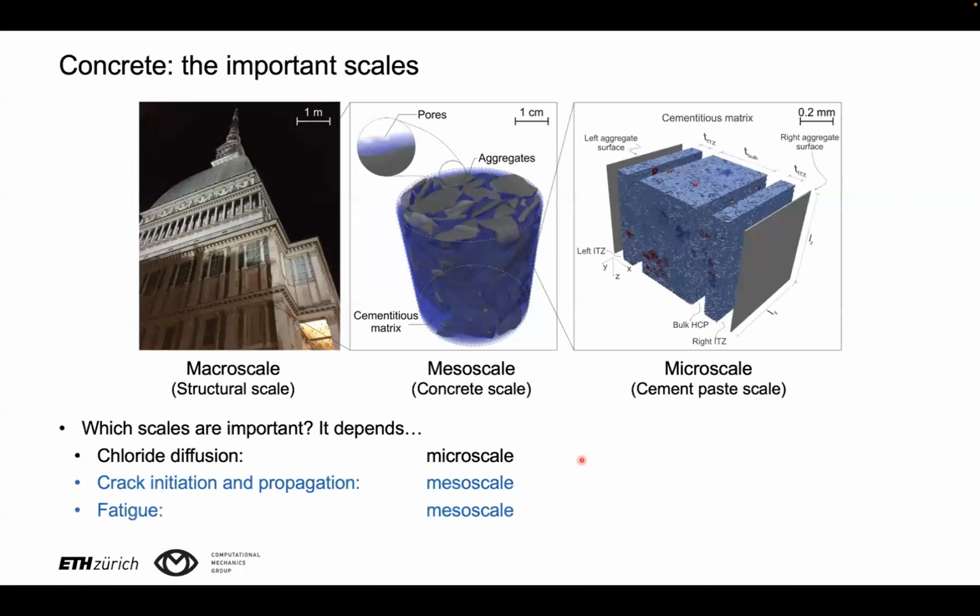So the recent literature has shown that, for instance, if you are interested in degradation of concrete due to, for instance, chloride diffusion, then it may be a good idea to take a look at the microscale. On the other hand, if the interest lies in prediction of crack initiation and propagation, or in prediction of fatigue, then the mesoscale may be an attractive alternative to look at. And this is the reason why, for the time being, in my group, we are focusing on the mesoscale.